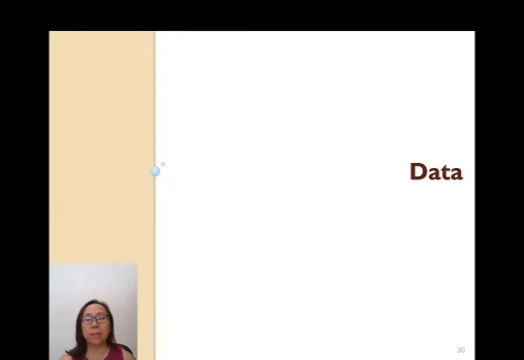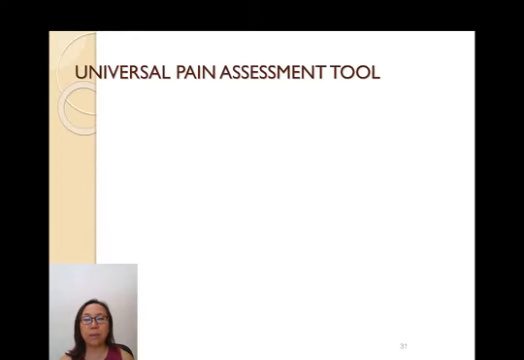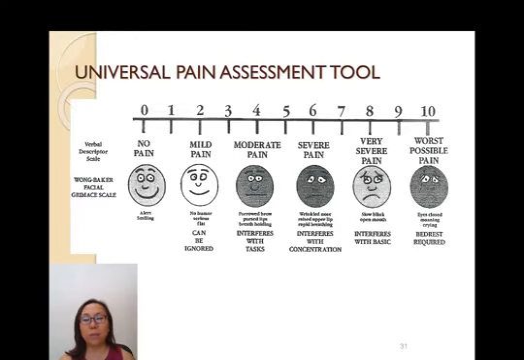Let's talk about data. So we want to look at data, define what it is, and look at different types of variables so that we have a very good understanding of what data is before we go into analyzing data. So here's an example of data. It's called the Universal Pain Assessment Tool. I got this from a local hospital room when I visited one.